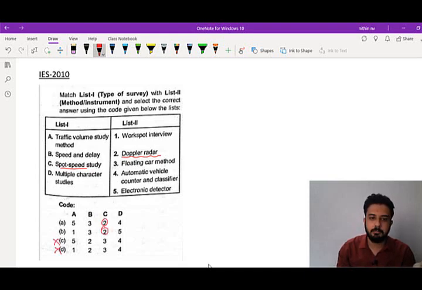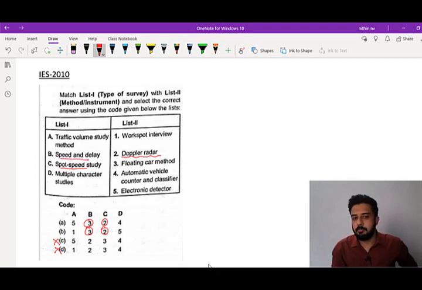So first of all, we can eliminate C and D. Now what is remaining? Speed and delay. We know a speed and delay study means the moving car method, so just check whether it is there or not. Yes, see, floating car method. I told you they will use different names. So B corresponds to 3. Now we have only two options, A and B, and it is also given the same. So that is also completed.